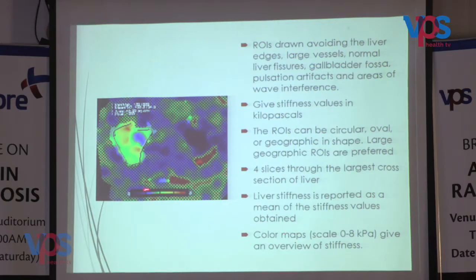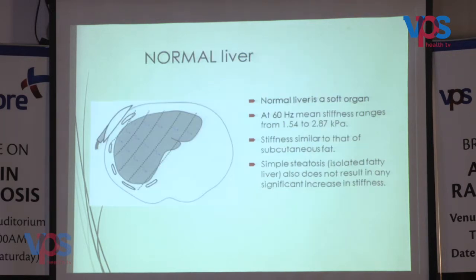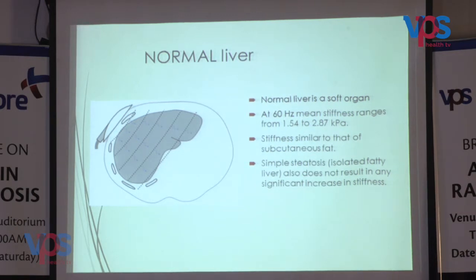Usually you take 4 slices, but we take about 6 so that a larger area of the liver can be imaged. And as I just said, color maps are generated, which give an overview of the liver stiffness without measuring beforehand. So this is how a normal liver would look. Normal liver stiffness is about 2.8 kilopascals, and the stiffness is similar to that of subcutaneous fat. Simple steatosis by itself does not elevate the liver stiffness.